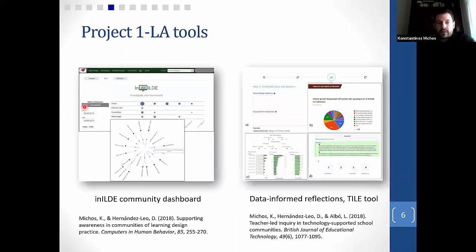And here are some examples of learning analytics tools developed in the first project. We co-designed with teachers a community dashboard, which was linked to a community platform. And we also co-designed with them an inquiry tool where they could document and share their data-informed reflections. These are just some examples of the tools co-designed with teachers.